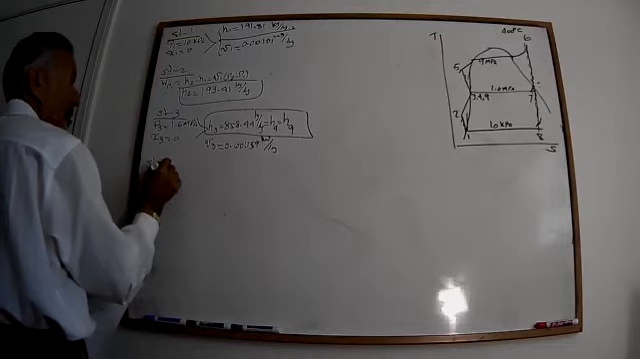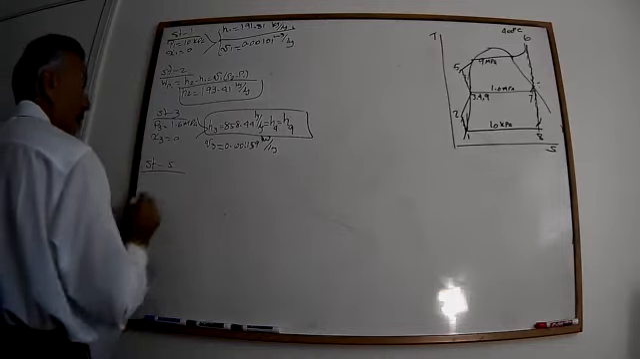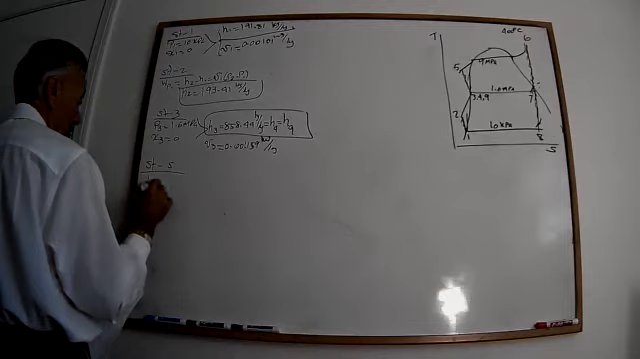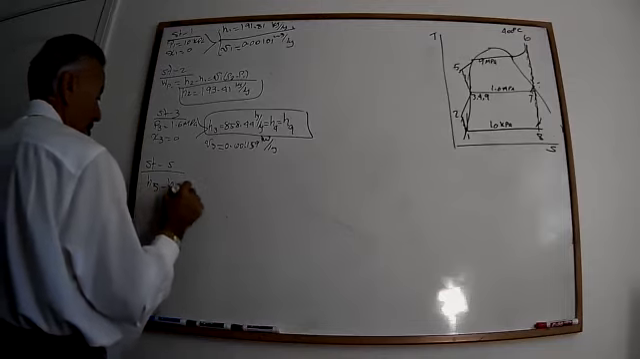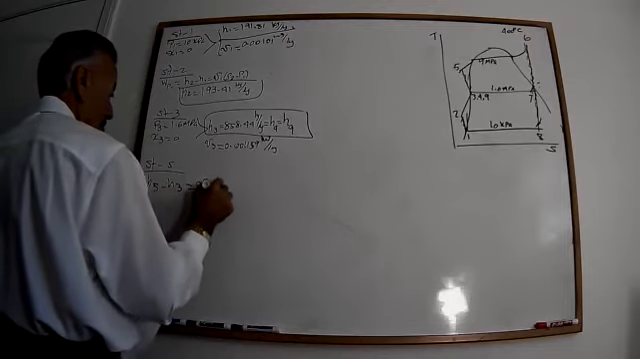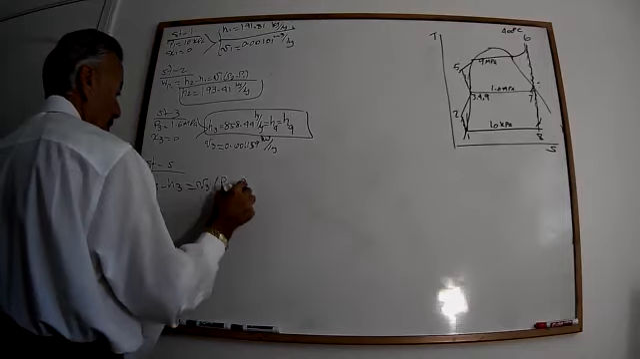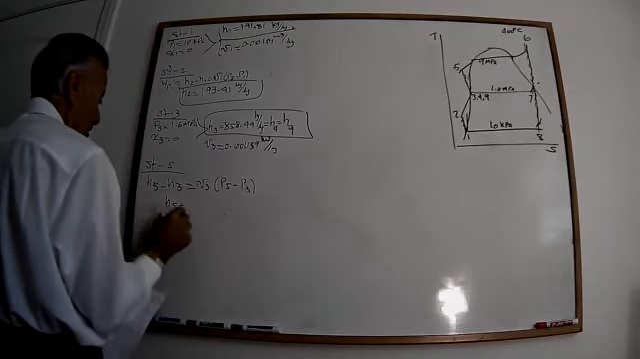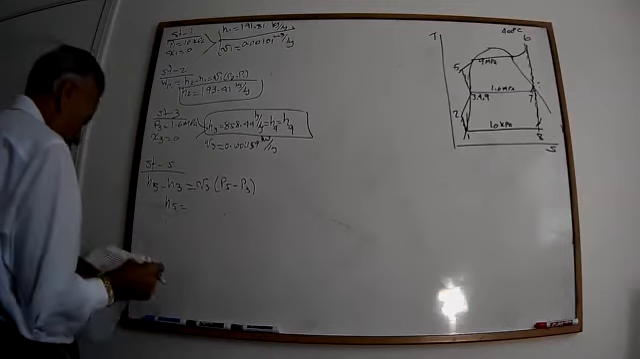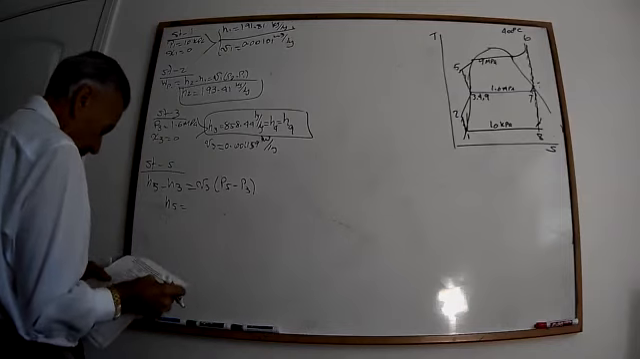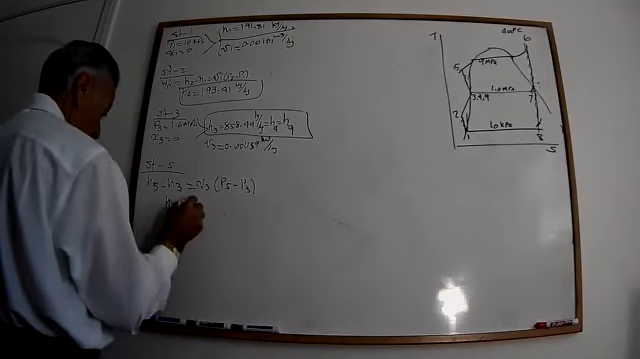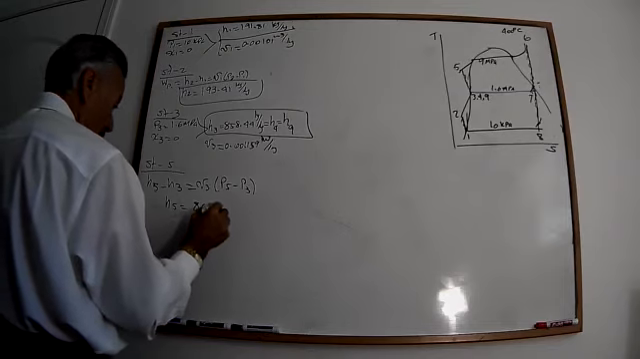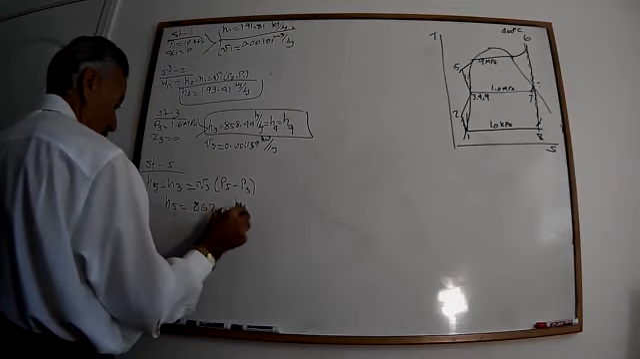And state 5, I have H5 minus H3, which is equal to V3 times P5 minus P3. So H5, that's a work of pump 2. The value of H5 becomes 867.02 kilojoule per kilogram.